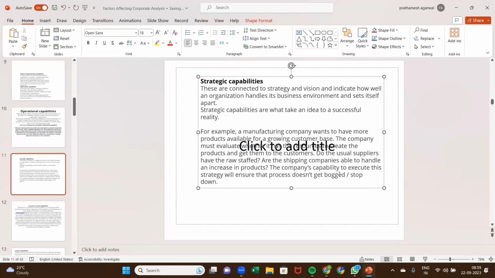So if we have to increase the product, if the customer demand is more. Now see, again, when we talk about this, we go to demand and supply. So do the suppliers have the raw material? Do we have to get raw material from outside? Are the shipping companies in a position to get all these raw materials on time? And does the company have the capability to work on this strategy and see that the production or the process does not stop? Is it clear? Is it clear?